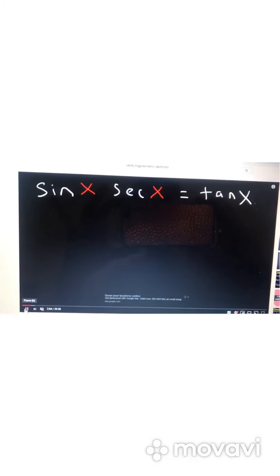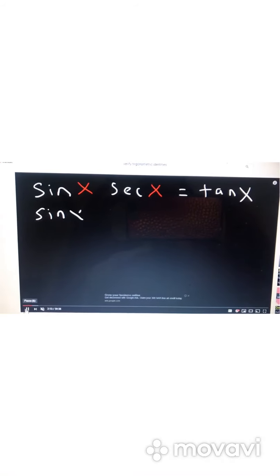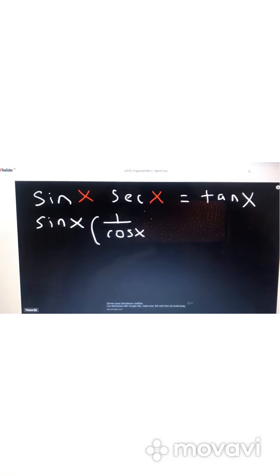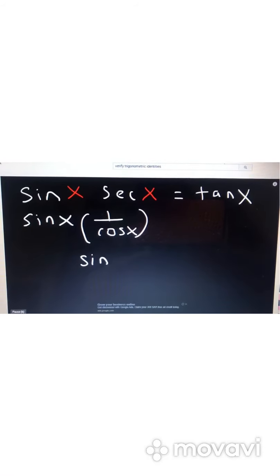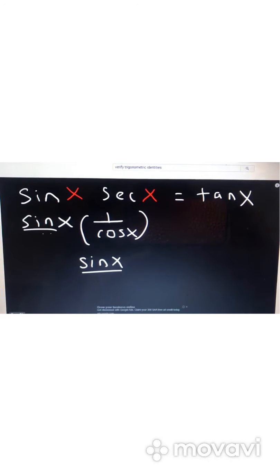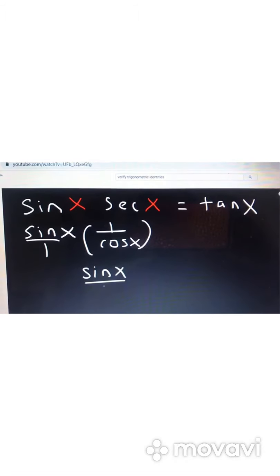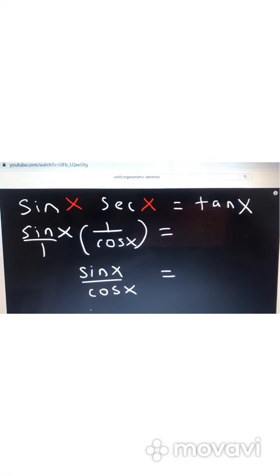This one's really easy. To change sine x and secant x into a tan x, what is the first step? I can change the secant into 1 over cosine. Yes, that's an easy one. I know it's easy for you, and we took harder questions than this in the first term. So sine x will be this one. If I do a multiplication, sine x over cosine x is tan x. This one is verified, equals tan.